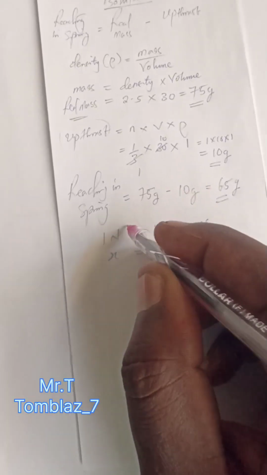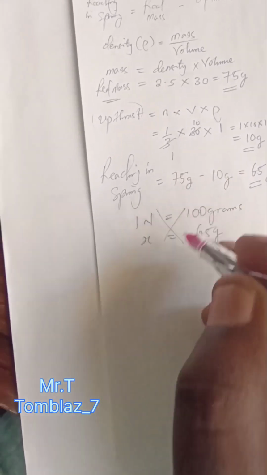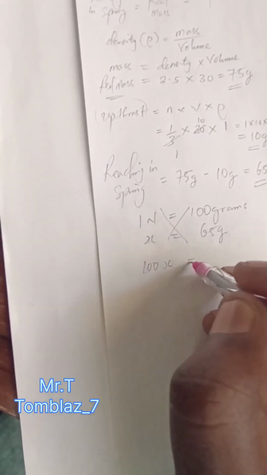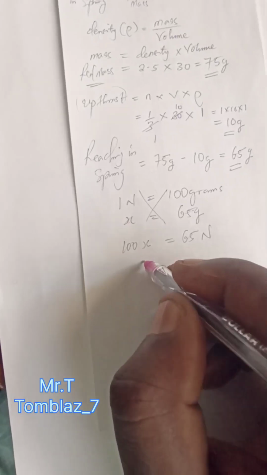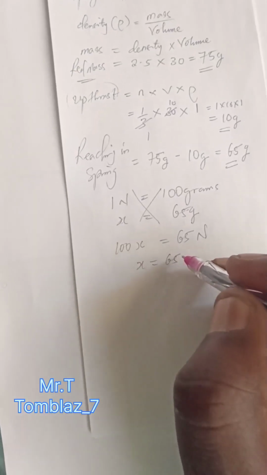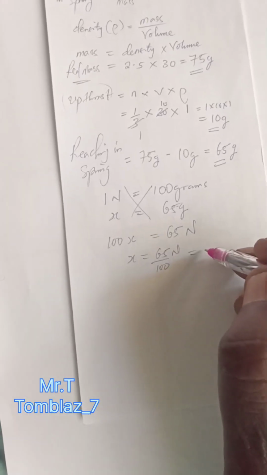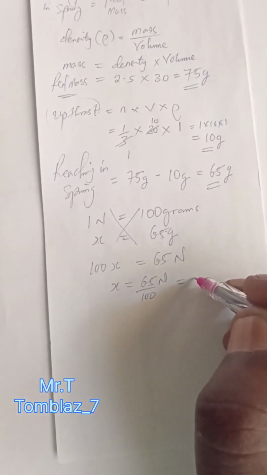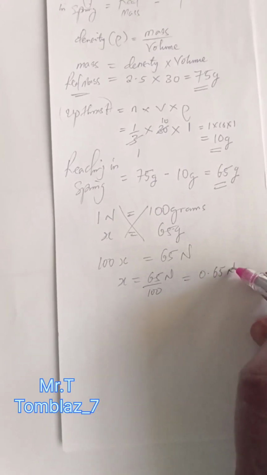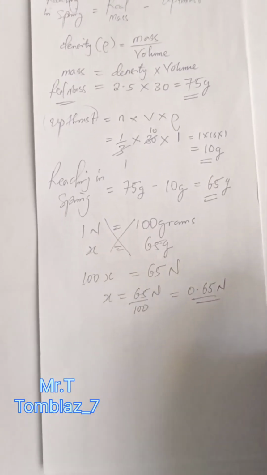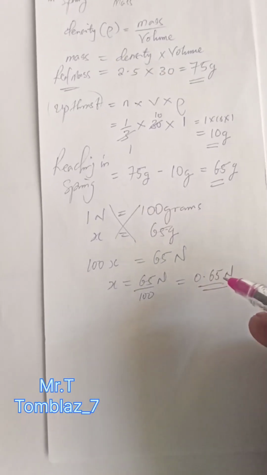So let's find x. Cross multiply. This times this will give you 100x. This times this will give you 65 Newtons. So x is equal to 65 Newtons divided by 100. So it's going to give you 0.65 Newtons. So that's our value in Newtons to be 0.65.